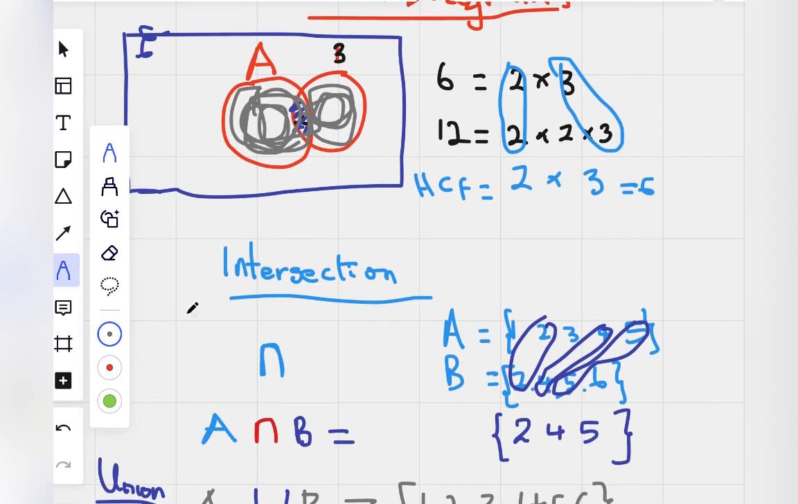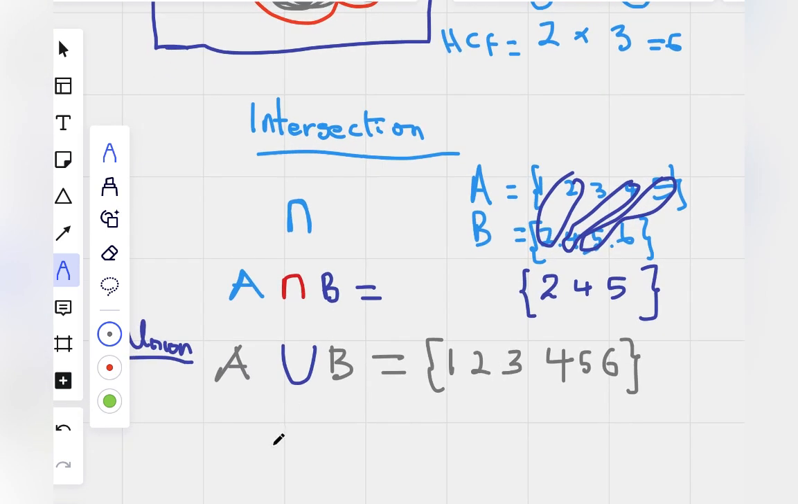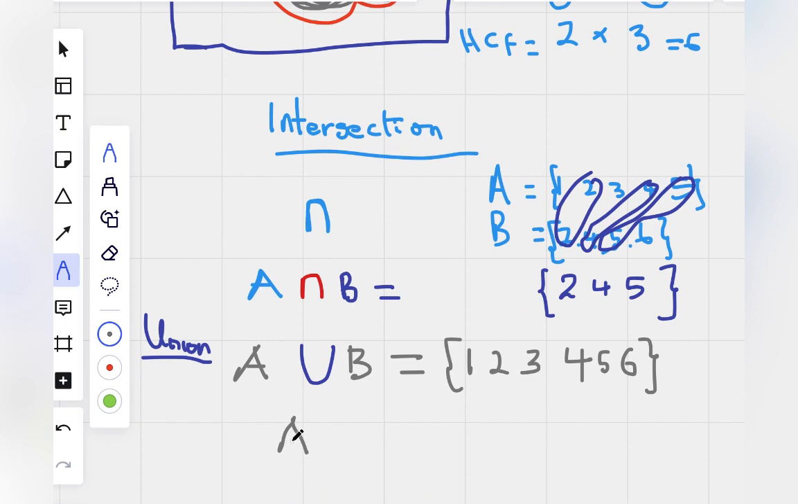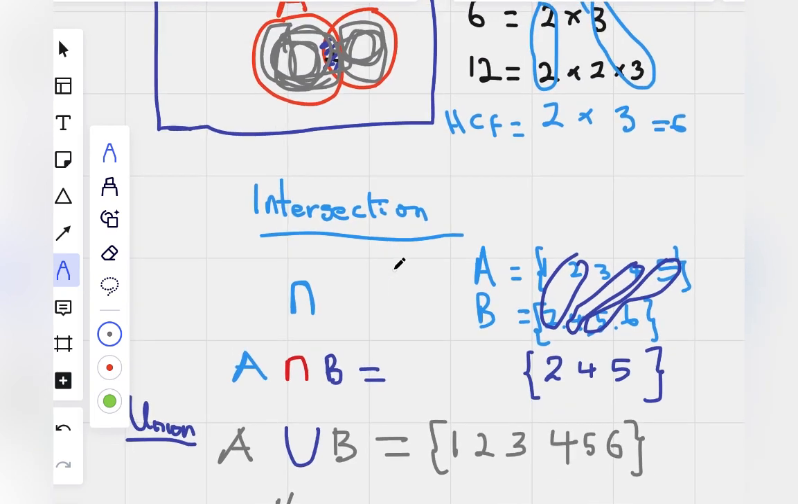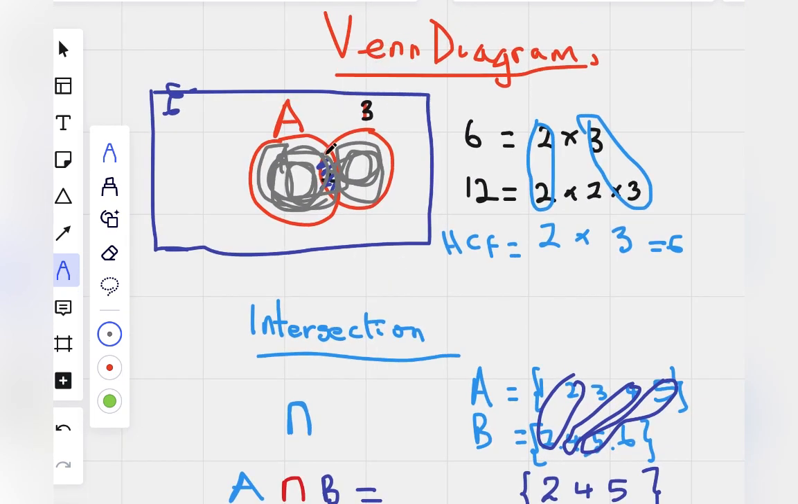Then when we say A prime, because when we are dealing with probability, we need this basic concept. What is A prime? Meaning everything that is in the universal set but not in set A.